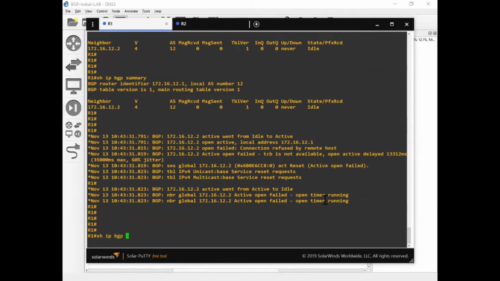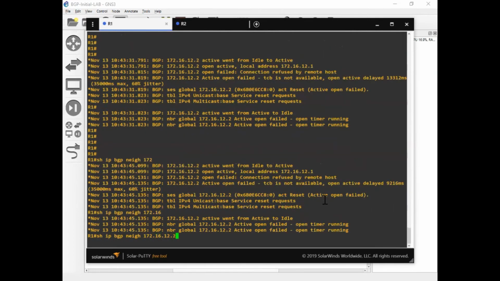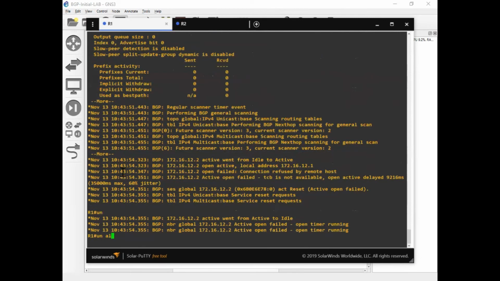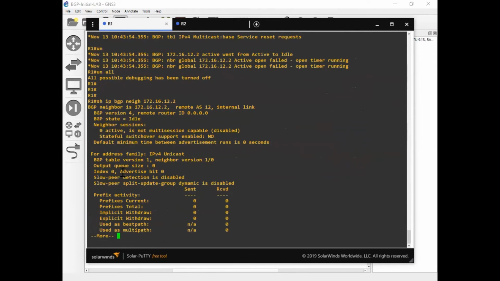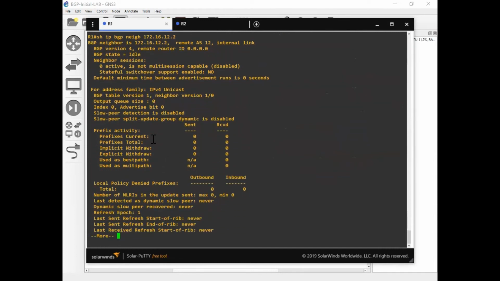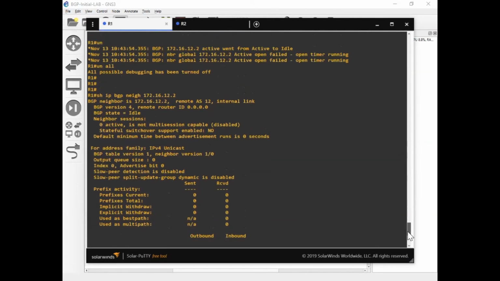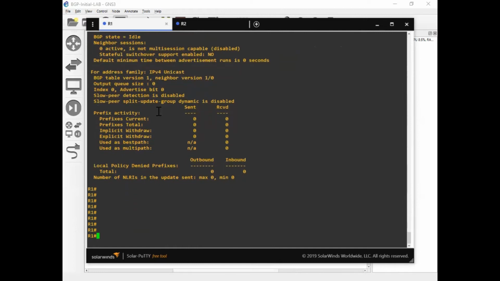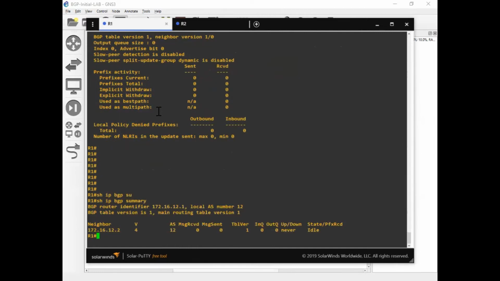If I check show IP BGP neighbor 172.16.12.2, BGP state is idle. So it is showing only idle, nothing else. Okay. Idle, active, idle, active. Yep. The column beside that I was referring to, never. So one side, it says never, meaning whether it was ever up. But the state, if you talk about it, is idle.